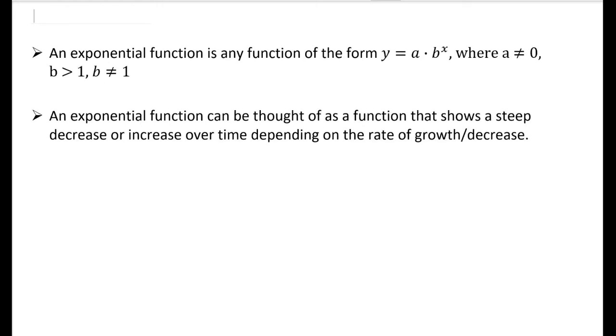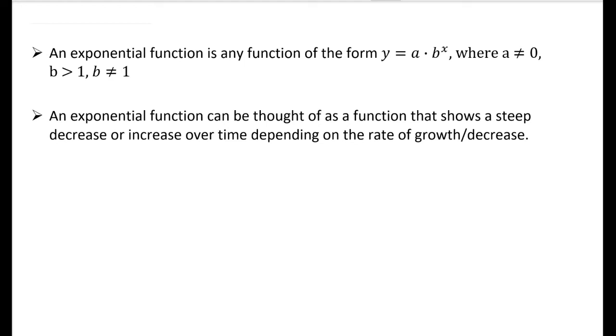So an exponential function is any function of the form y equals a times b raised to the x power, where a cannot be 0, b has to be greater than 0, and b cannot be equal to 1. So an exponential function can be thought of as a function that shows a steep decrease or increase over time, depending on the rate of growth or decrease.